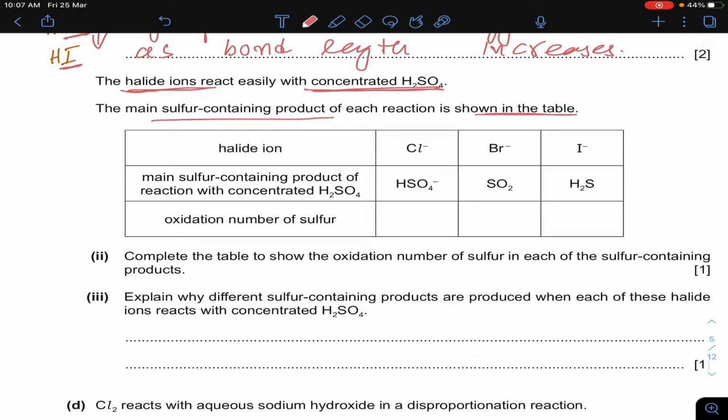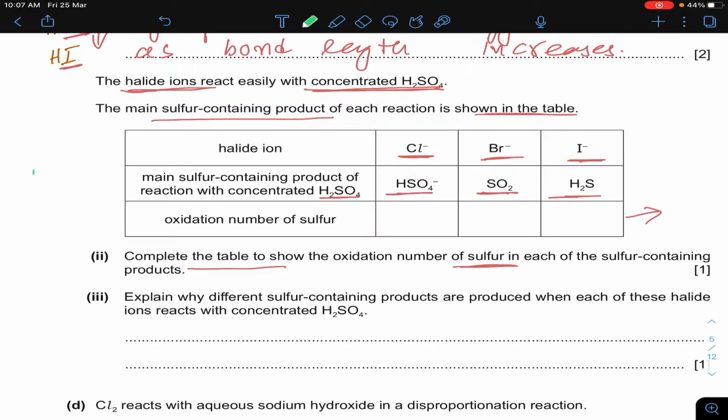Right, so when chloride reacts with sulfuric acid, we get HSO4-, the hydrogen sulfate ion. When bromide reacts with sulfuric acid, we get SO2. When iodide reacts with sulfuric acid, we get hydrogen sulfide. The oxidation number of sulfur column is missing. So complete the table to show the oxidation number of sulfur in each of the sulfur-containing products. So we have to write the oxidation number of sulfur.